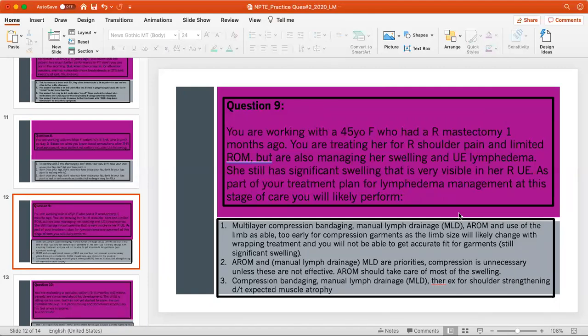Probably too early for compression garments, as the limb size will likely change with the wrapping treatment, and you will not be able to get an accurate fit for the garments because she still has so much swelling. Or 2, active range of motion, manual lymph drainage, not necessarily compression. So compression is unnecessary. Active range of motion should take care of most of the swelling that she has at this point. Or 3, you want to do compression bandaging, manual lymph drainage, Therex for shoulder strengthening, because she's likely going to have some muscle atrophy. So that is going to be your priority with treatment.